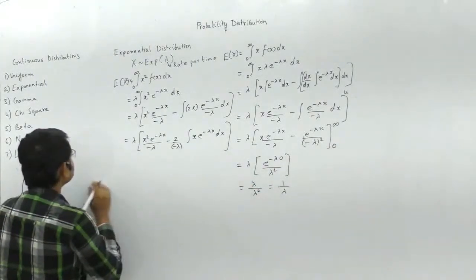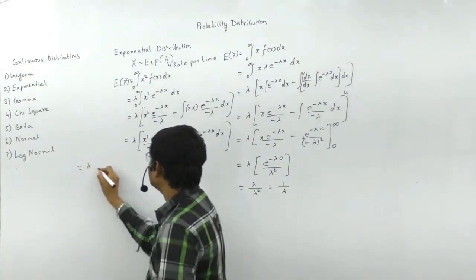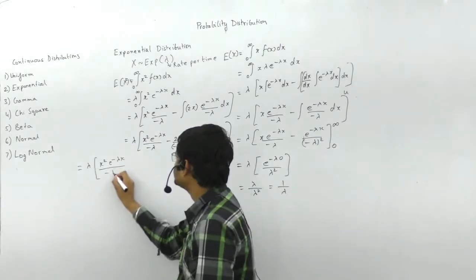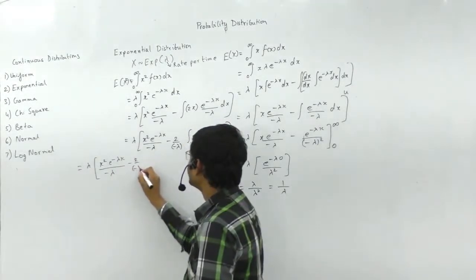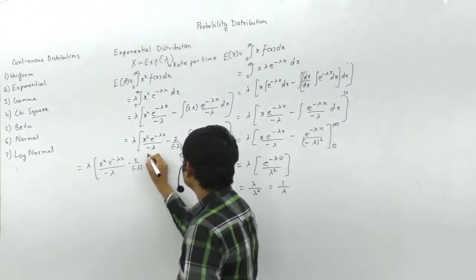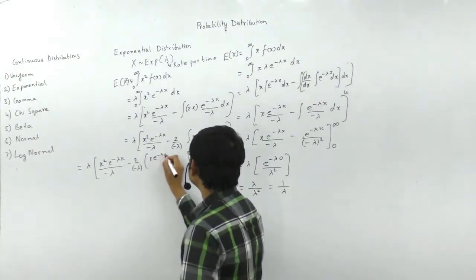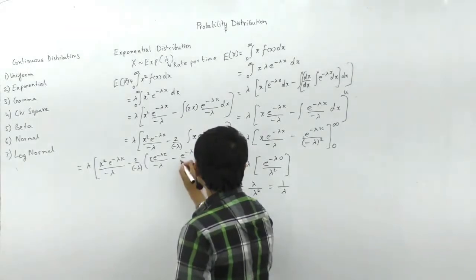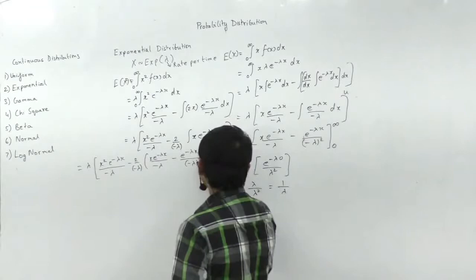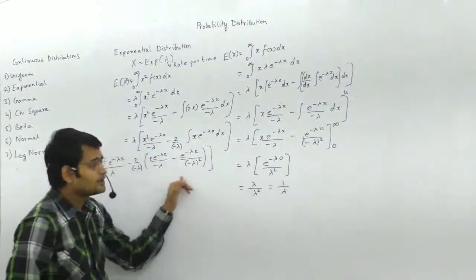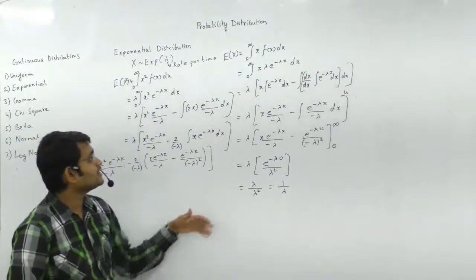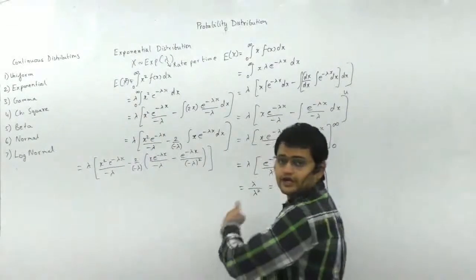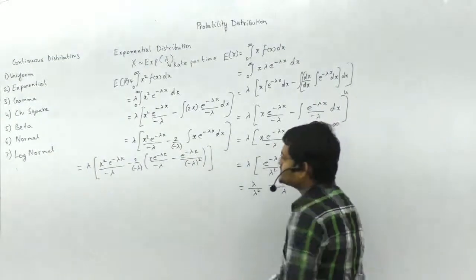So I'll need more space, I'll write it here. We get lambda into, first of all, this particular term x square e raised to minus lambda x upon minus lambda, then minus 2 by minus lambda, and then the integration of this is nothing but x e raised to minus lambda x upon minus lambda, minus e raised to minus lambda x upon minus lambda square. I've used this particular term directly from here. You can only use that in examination if you have found it in that same particular sum. So usually whenever you are finding E of x square, you have already found out E of x. Therefore it becomes easier.